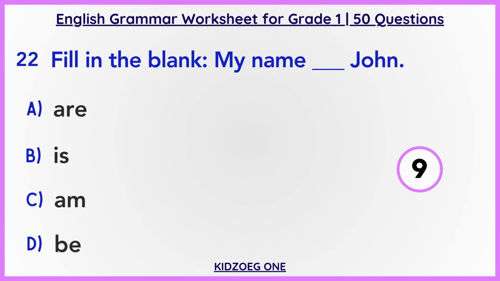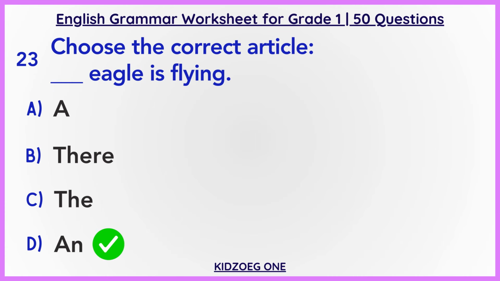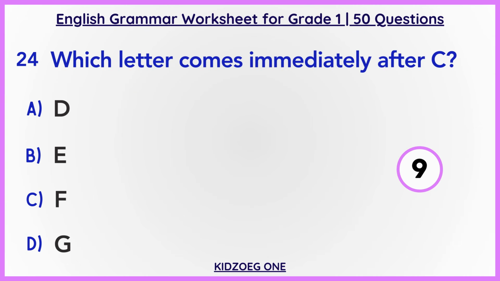Fill in the blank, my name dash John. Is. Choose the correct article, dash eagle is flying. N. Which letter comes immediately after C? D.